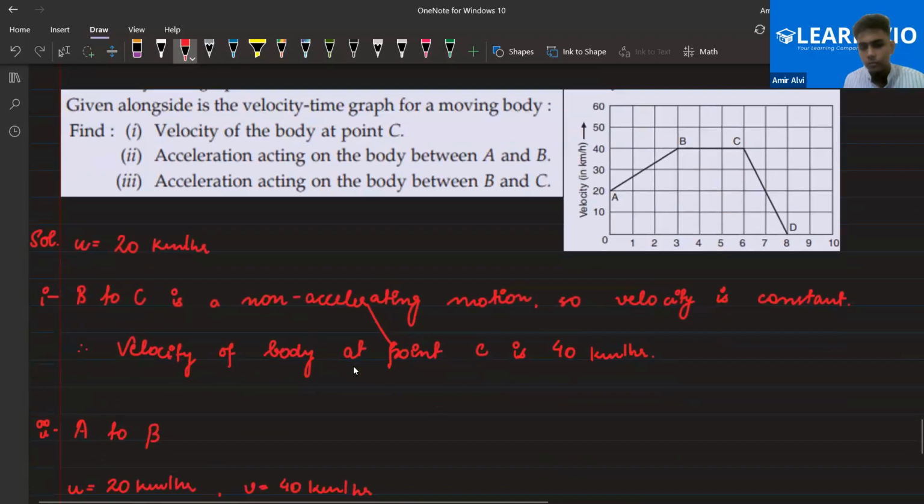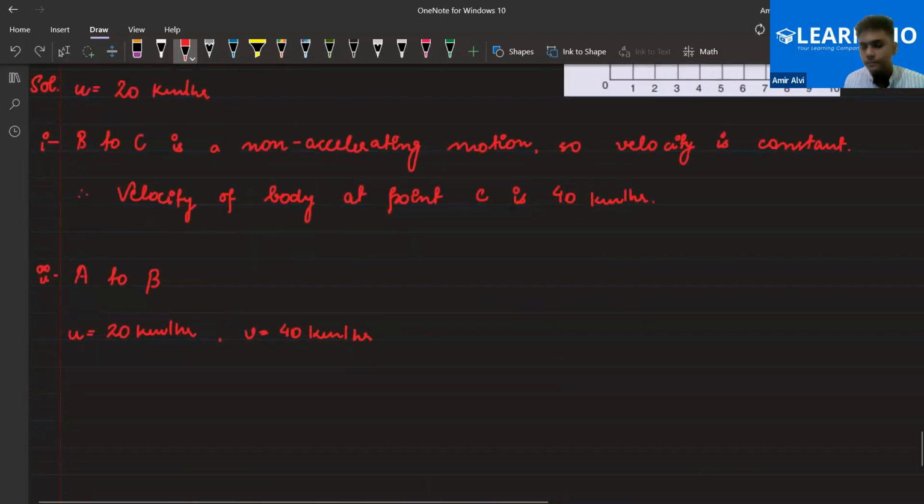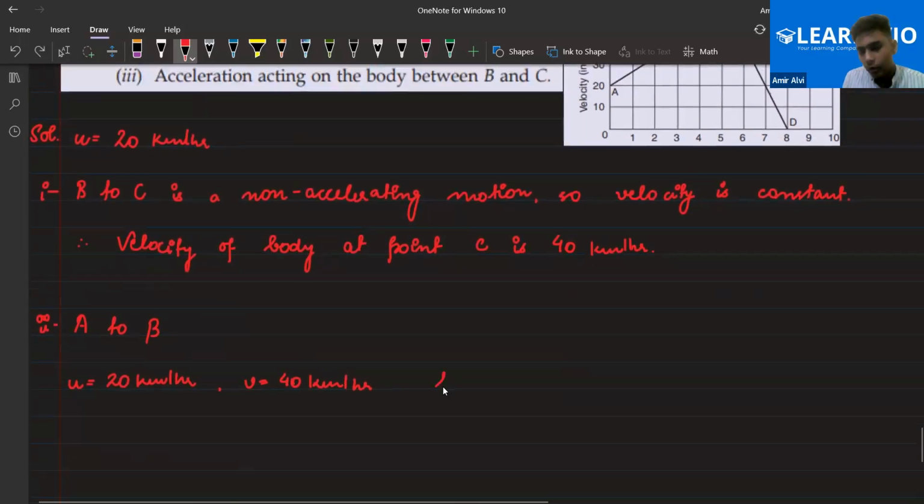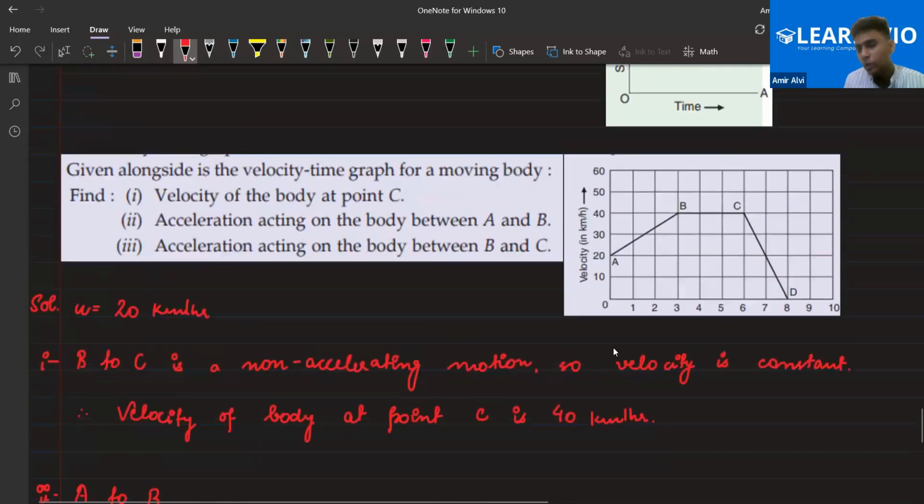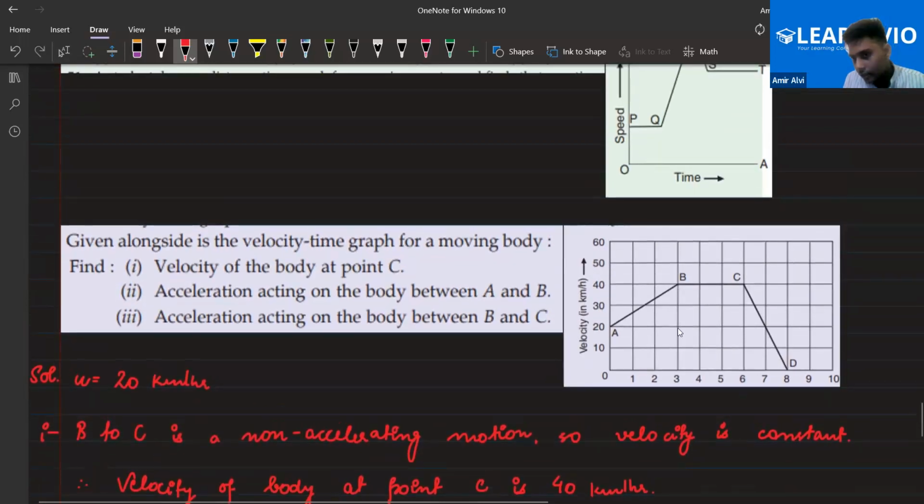Say yes or no. Clear? Okay. So 40 kilometer per hour. And time taken. This is B point. So to reach the B point, it is 3. And basically it has started from 0. So the time interval will be 3 minus 0. So it's going to be 3 hours, right?